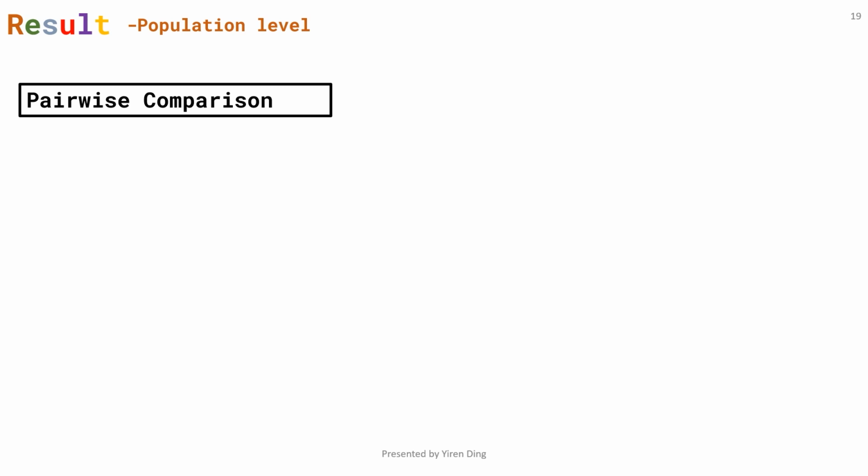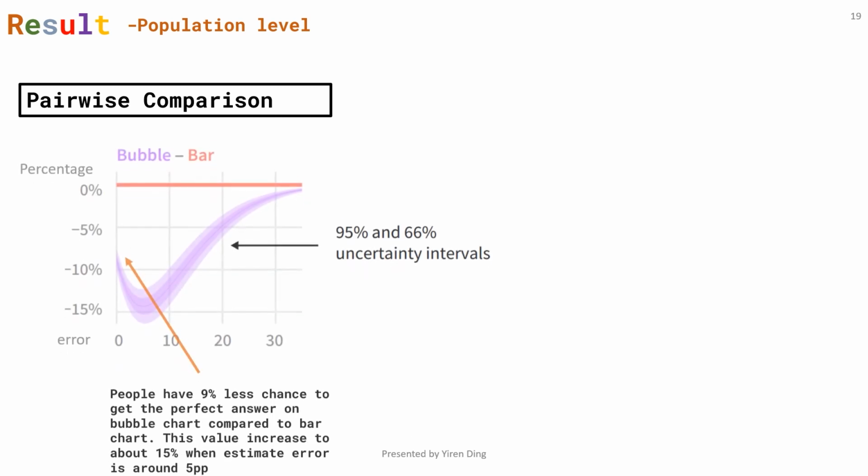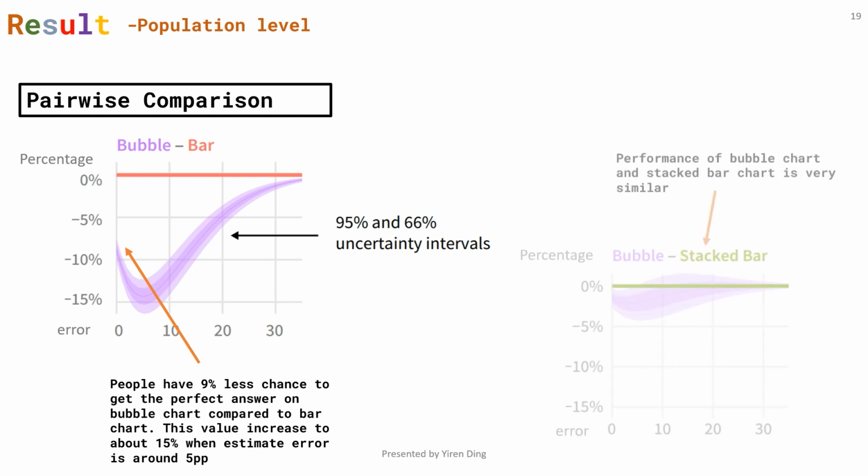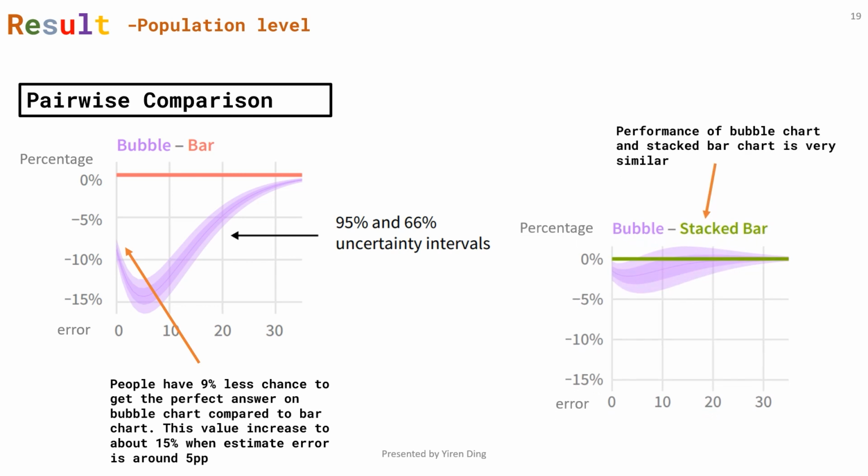Next, we did a pairwise comparison between all different charts. This figure shows a comparison between the bubble chart and the bar chart. The bubble chart performance is notably worse than the bar chart performance consistently. This is a pairwise comparison for the bubble chart and the stacked bar chart. The performance is quite close. The stacked bar chart is only slightly better than the bubble chart.